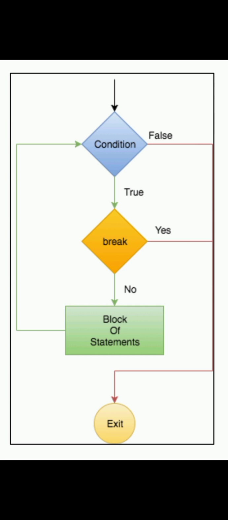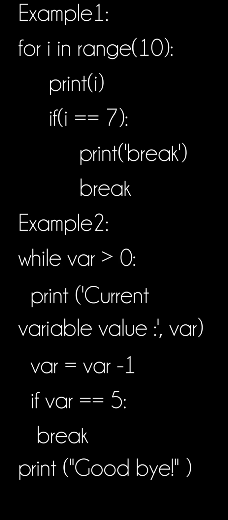First one, break. Break terminates the loop statement and transfers execution to the statement immediately following the loop. The break statement in Python terminates the current loop and resumes execution at the next statement. An example is given.